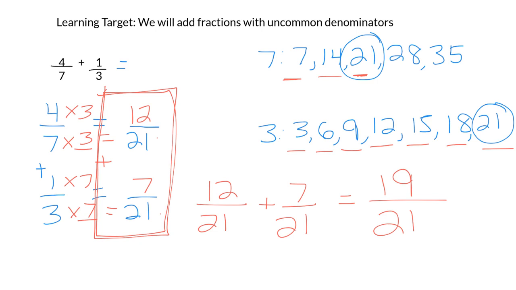Once you get to this part, what I would like you to think about is, can I further simplify this? So now, instead of thinking about multiples, think about factors. Are there any numbers that we can divide both 19 and 21 by? And the answer is no. Part of the reason why I know that answer is no is because 19 is a prime number that is only divisible by 1 and itself. So unless 21 is also divisible by 19, this is going to be our final answer. Equals 19/21.